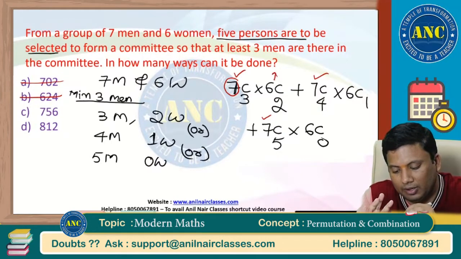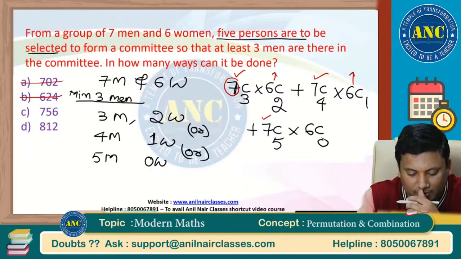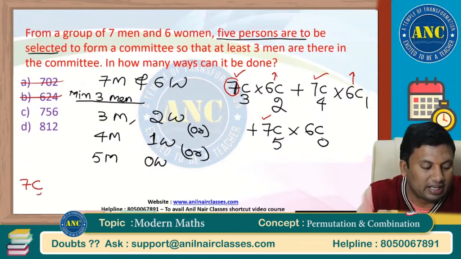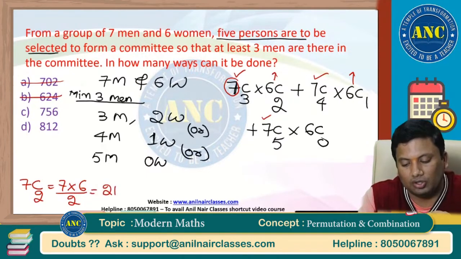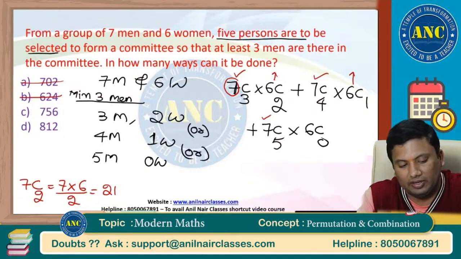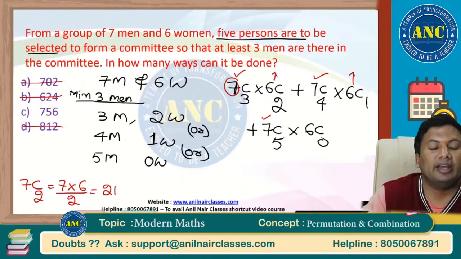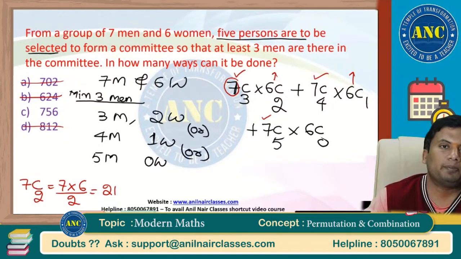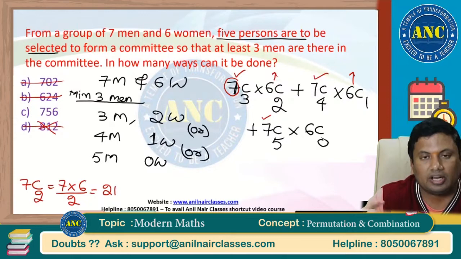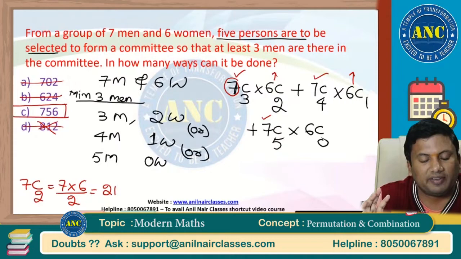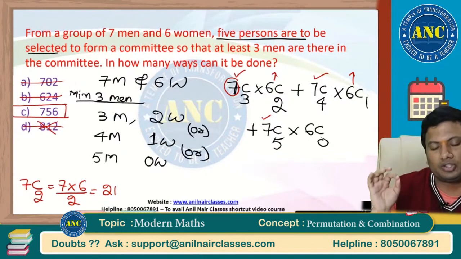6C2 is divisible by 3. 6C1 is divisible by 3. 7C5, out of 7 selecting 5, is also nothing but rejecting 2. 7 into 6 divided by 2 is nothing but 21. This is also divisible by 3. The answer should be divisible by 3. 812: 8 plus 1 is 9, 9 plus 2 is 11. It is not divisible by 3. See, without even solving it, I got the answer. The answer for this question is 756. I hope you understood the logic.